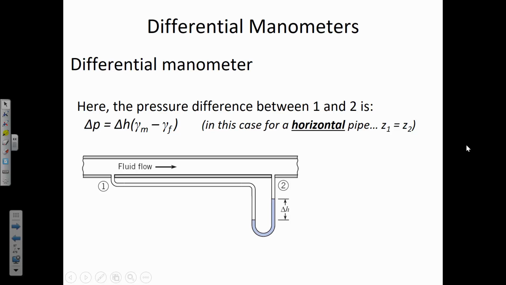The fact that the manometer is lower on the left and higher on the right. Good. That's exactly right. So the fluid is flowing from high pressure towards low pressure. So how does this manometer tell us that the pressure is higher at 1 than it is at 2?